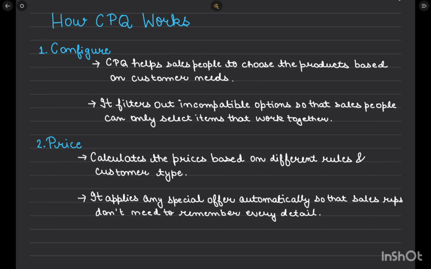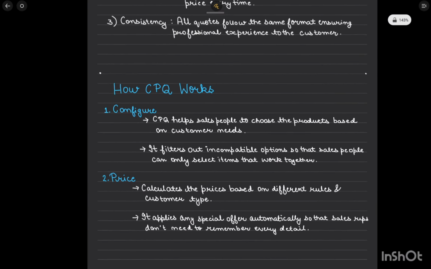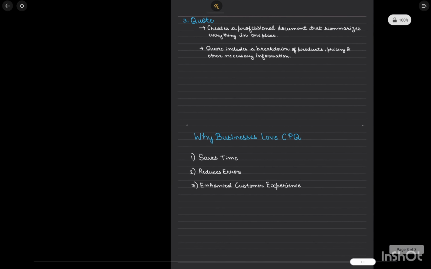It applies special offers automatically so that the sales rep doesn't need to remember every detail. Let's suppose you went to a shop and you bought more than 10 items. On buying 10 items, let's suppose CPQ provides a 10% discount. So your sales rep doesn't need to remember each and every detail for all those things, because these things are being handled by CPQ. It reduces the workload for your salespeople of configuring things, right? I hope this is also understood.